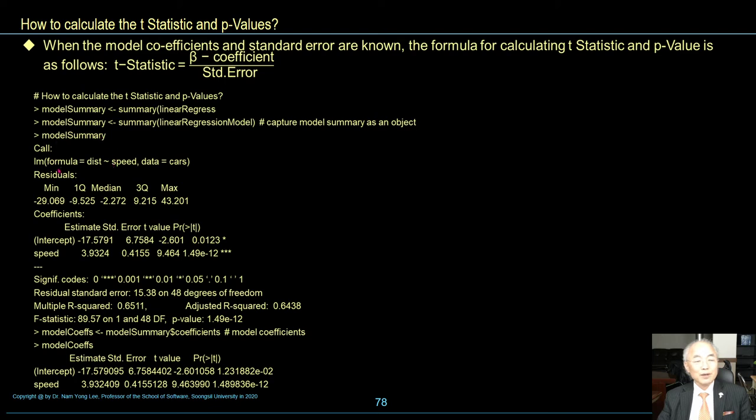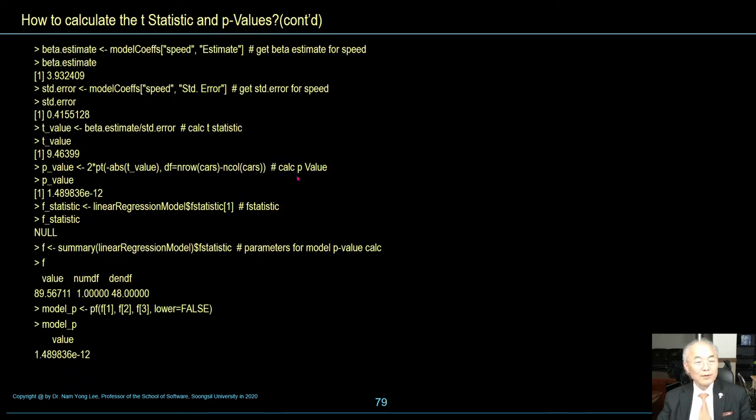Model summary, and then we can see this information regarding the linear regression model. So the star marks indicate the level of significance for testing the null hypothesis.